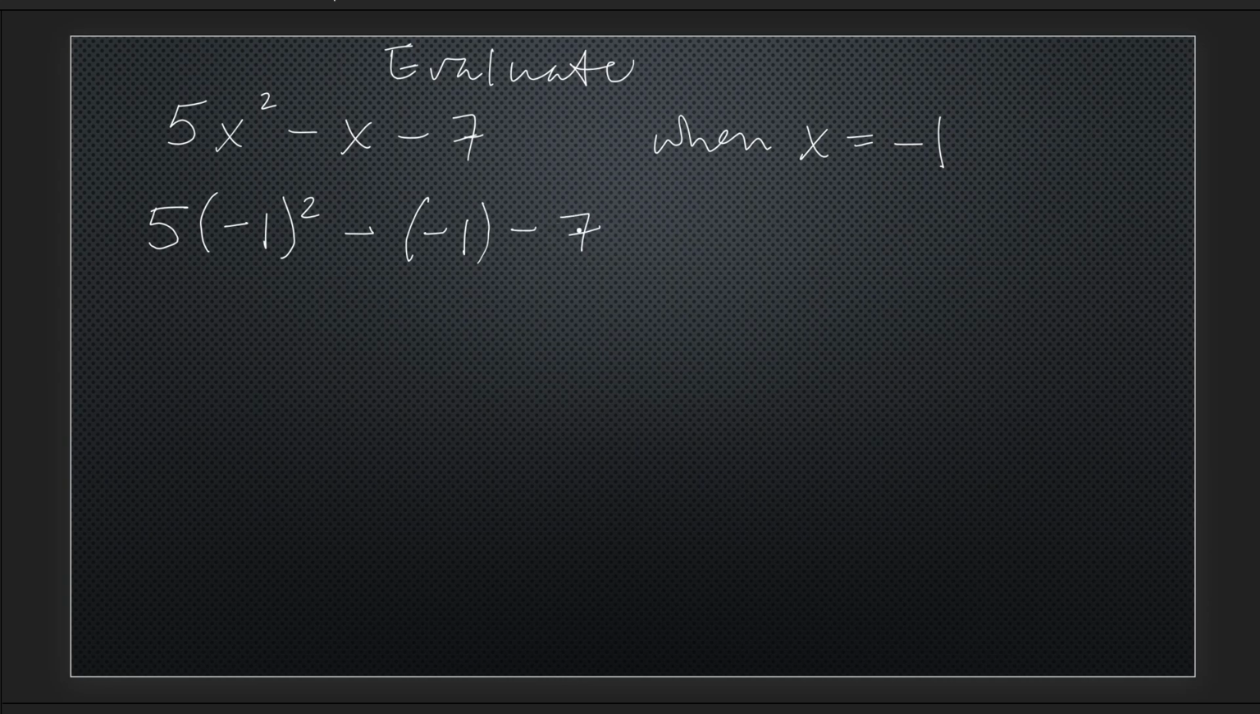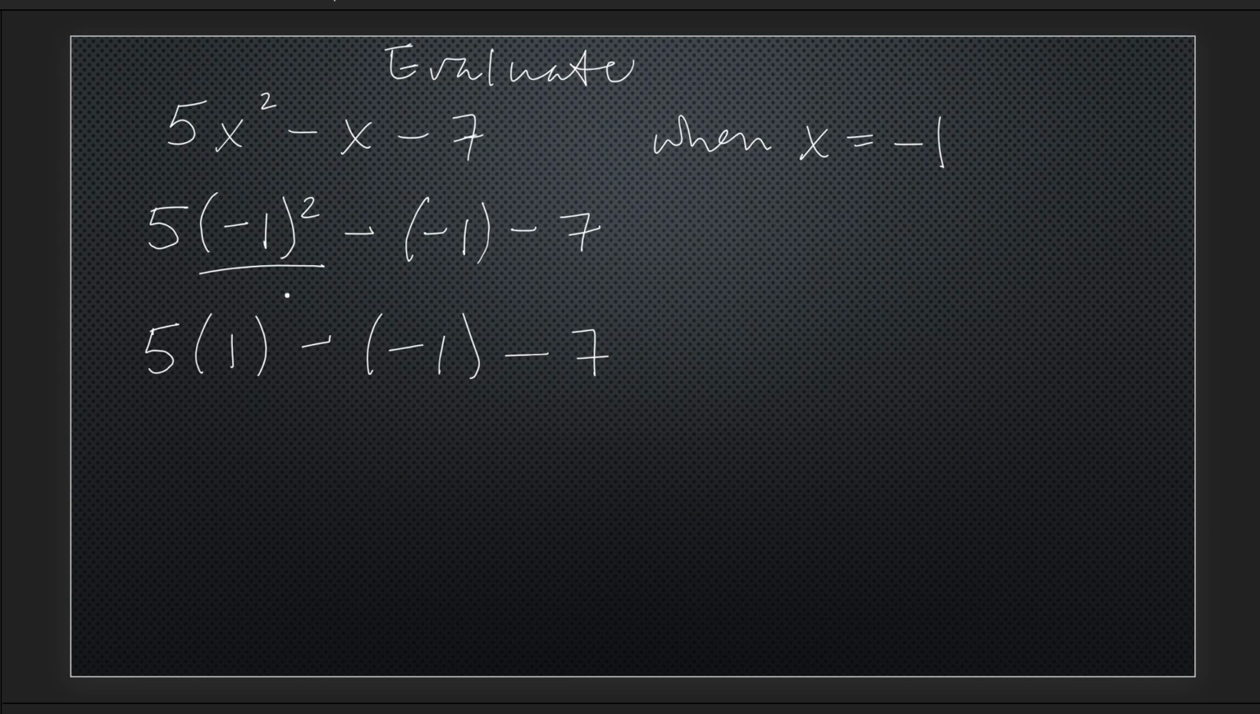See how I put a line through my 7s so they don't accidentally end up looking like 1s? That's a good habit as well. So I plugged in negative 1, totally substituted negative 1 in for x. Now I'm going to evaluate. First thing to do is exponents. So negative 1 times negative 1 is just 1. So that would be 5 times 1 minus 1 minus 7.